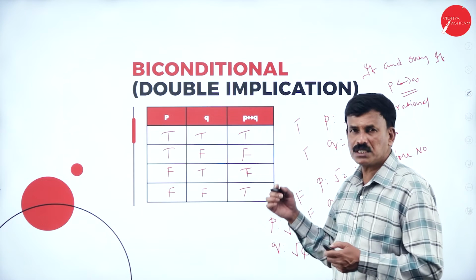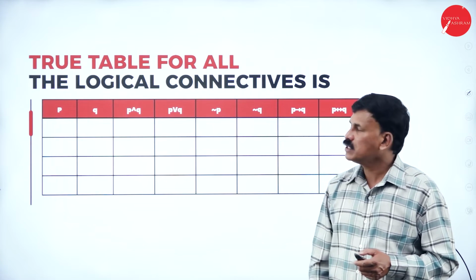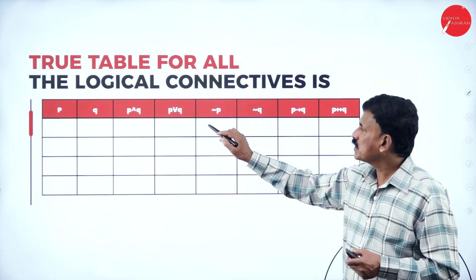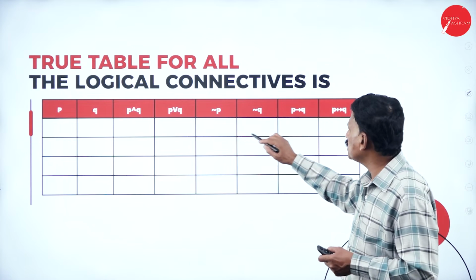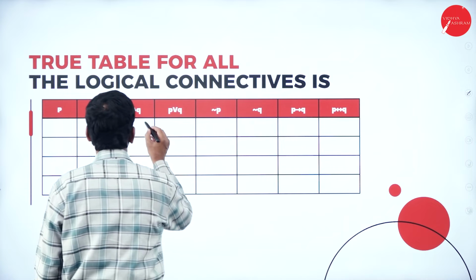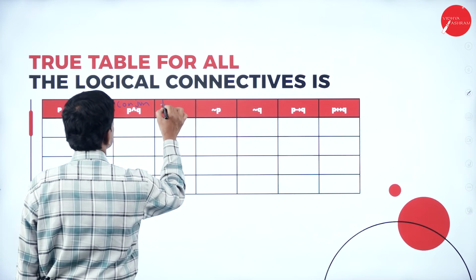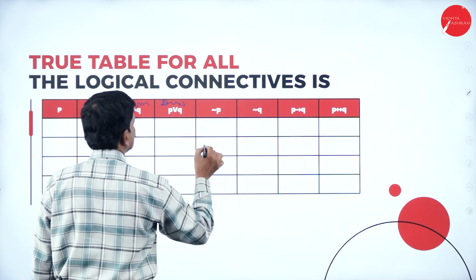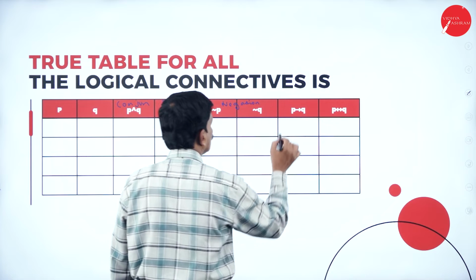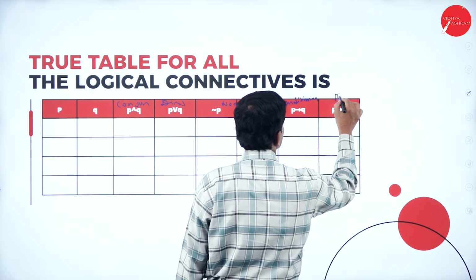Okay, now let me put it in order. The truth table for all these logical connectives: conjunction, disjunction, negation, conditional and biconditional. This is called the conjunction, this is disjunction, this is negation, conditional, and this is biconditional.